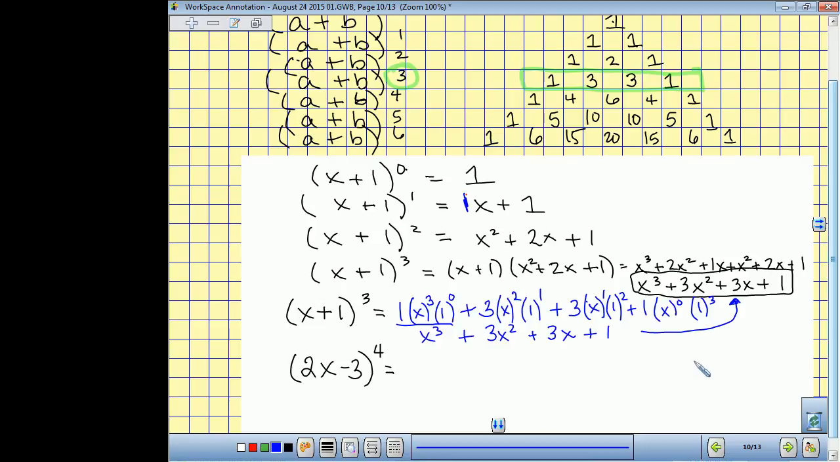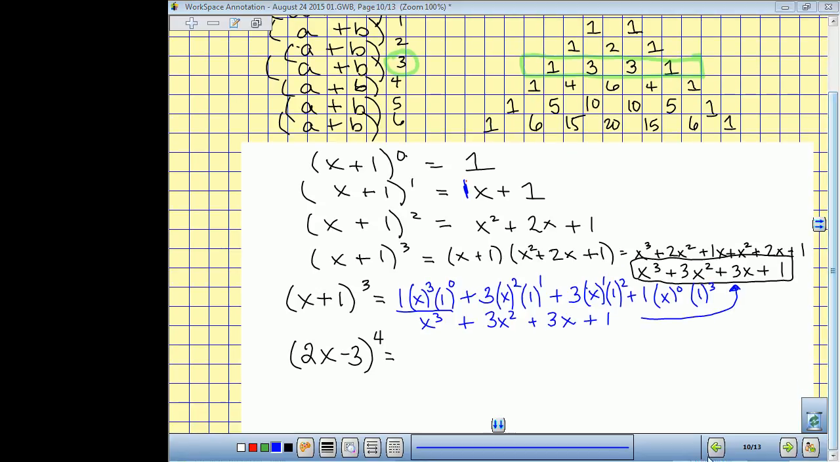On the test, would we need to know how to do the Pascal's triangle? Yes. Because I might ask you to find it to the 7th power. And it would take you a really long time to multiply that all out.